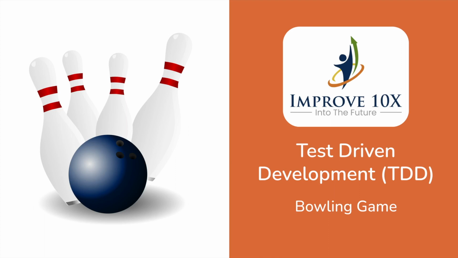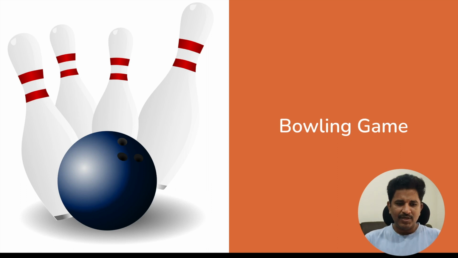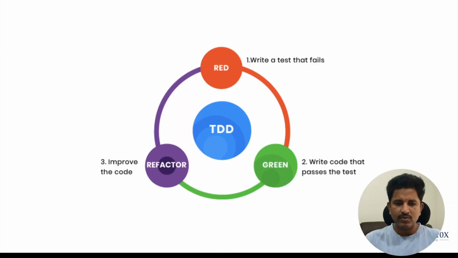As part of the test-driven development series, we are trying to solve another problem today. Let's get started. In a bowling game, the scoring is actually a bit different compared to normal games. They'll have a scorecard, which we will be discussing today, and we will implement that using test-driven development.